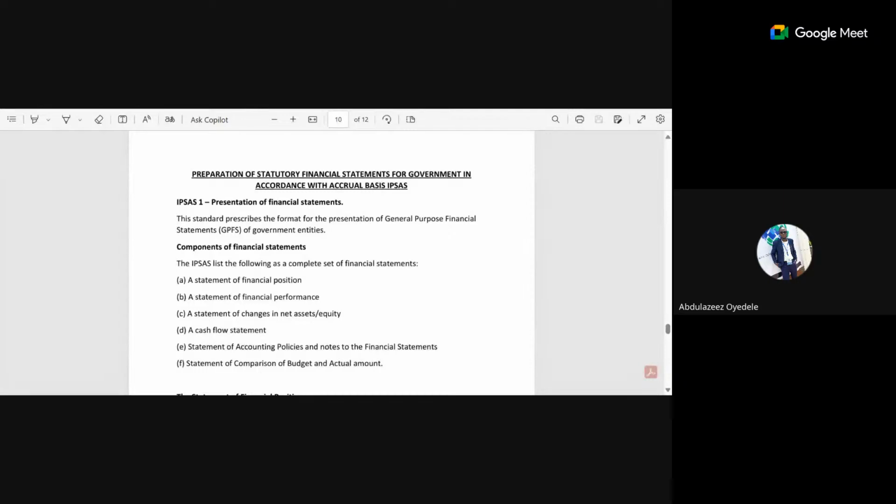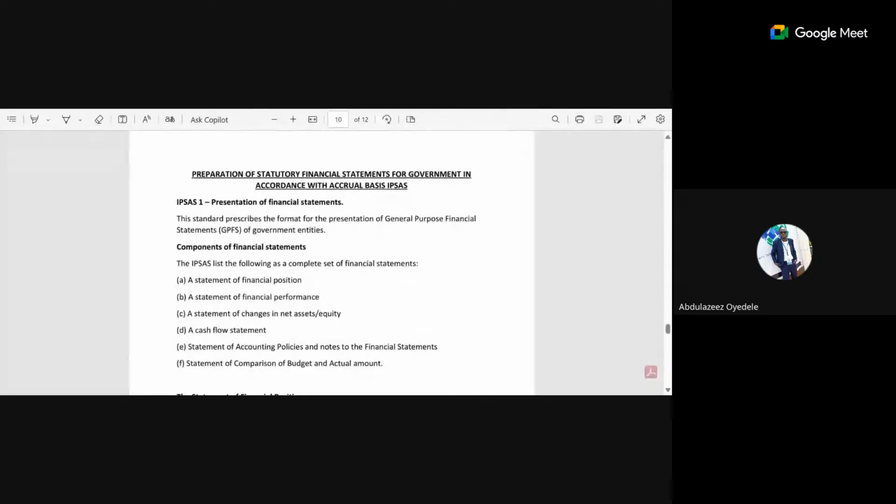And when we discussed the basis of accounting in our earlier classes, we talked about the fact that accrual basis is much more advantageous to institutions, to entities for their financial statements than the cash basis, because the accrual basis shows a more realistic view of the situation of the entity.